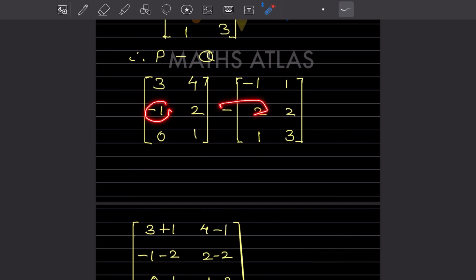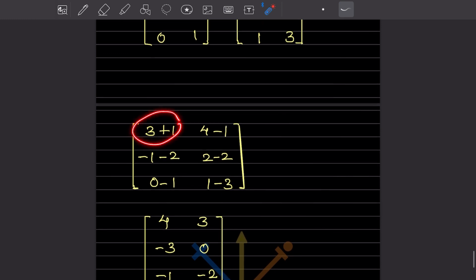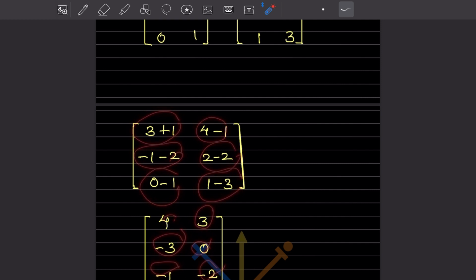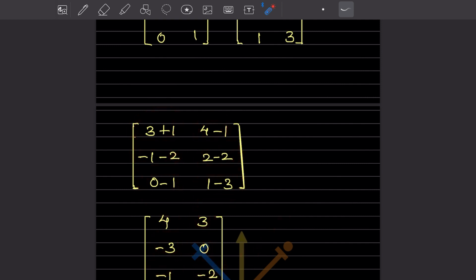Minus 1, minus 2. This is here. 0, minus 1. 4, minus 1. 2, minus 2. And here will be 1 minus 3. So what will be here? 3 plus 1 will be 4, minus 3, minus 1, 3, 0, and this is going to be minus 2. So this is the answer for P minus Q.